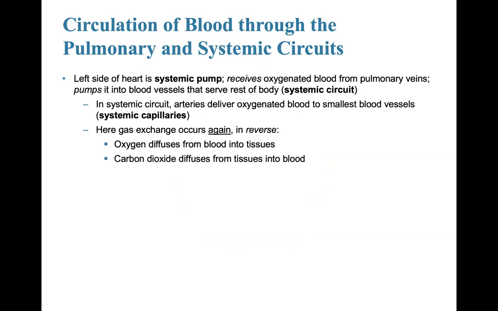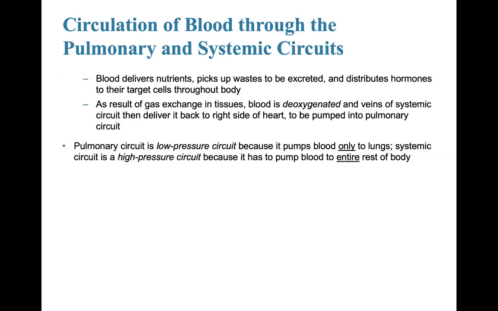In the systemic circuit, arteries deliver oxygenated blood to the smallest blood vessels, referred to as capillaries. Here, gas exchange occurs again, but in reverse. Now oxygen will diffuse from the blood to the tissues, and CO2 will diffuse from the tissues back into the blood. And then once you leave the systemic capillaries, you're going to pick up waste products to be excreted, but you'll also distribute hormones to their target cells throughout the body.